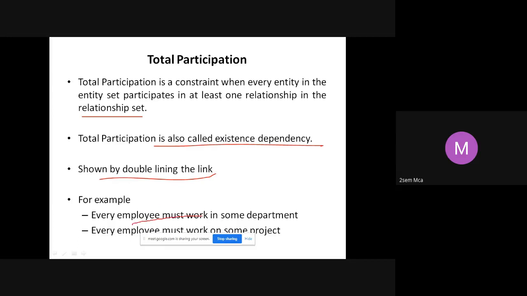Every employee should work in some department. Every employee should work on some project. Those will become a double line. Every student should belong to a branch, right? Every branch should have some students. Every department should have some employees. These are all examples of total participation. Every instance of that entity should belong to some relationship, then you call it total participation.